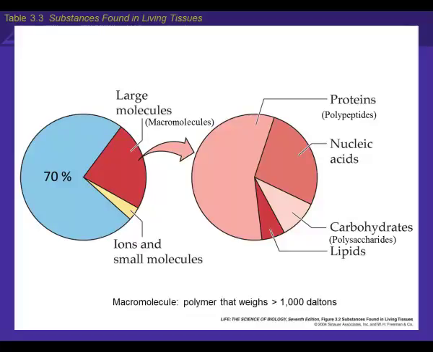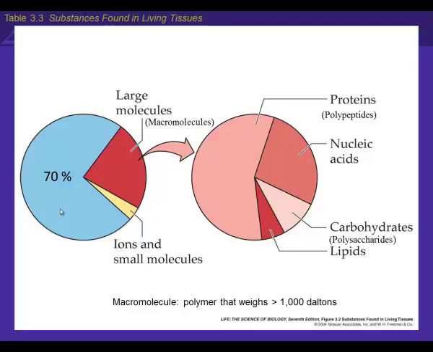Okay, so now that we've considered the chemical bonds and some of the smaller molecules like water that are important to living organisms, we're really ready to turn our attention to the large molecules that are found in living tissues. I do want to point out, however, that if you look at the graph on the left-hand side of your screen, you'll see that by mass anyways, the largest proportion of any compound that's found in living tissues is actually water. That's what's represented by this 70% in blue here.